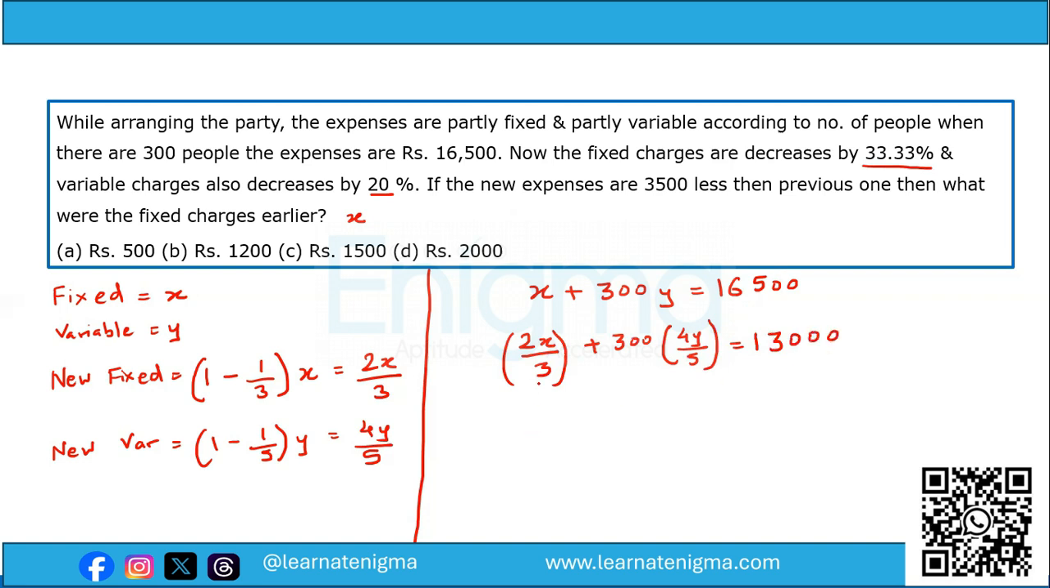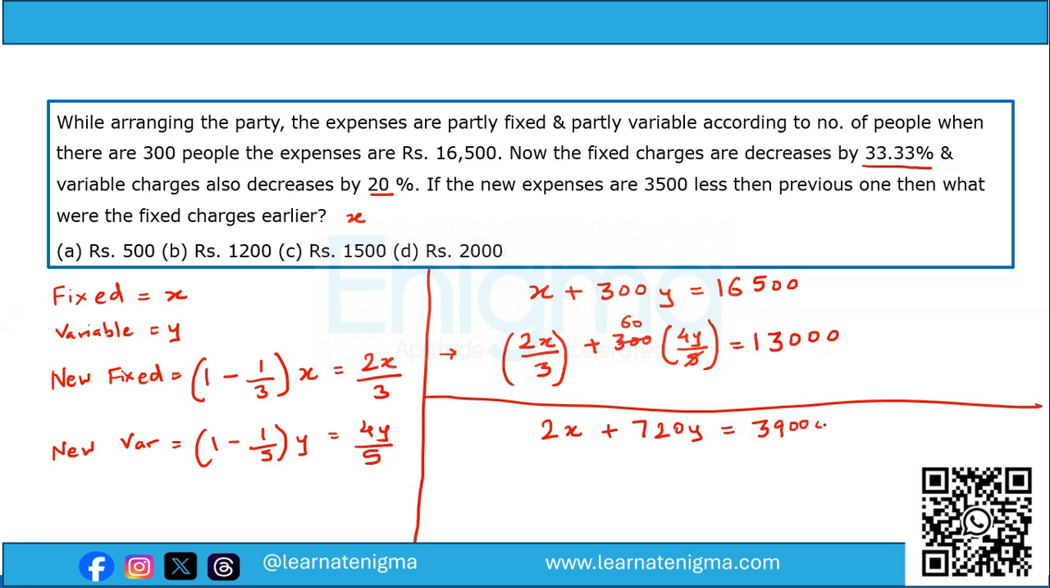Okay, so let's simplify this first. So it becomes 5 into 60. Now if we multiply this second equation throughout by 3, so 3 will get cancelled out, the equation will become 2x plus 60 into 4, that is 240, into 3, that is 720y is equal to 13,000 into 3, that is 39,000. Now the first equation, you have x, so therefore let's multiply it by 2.